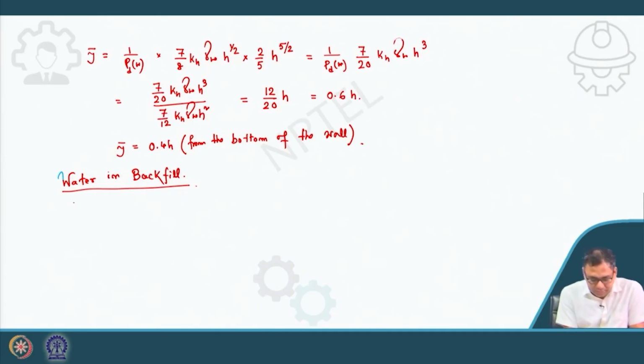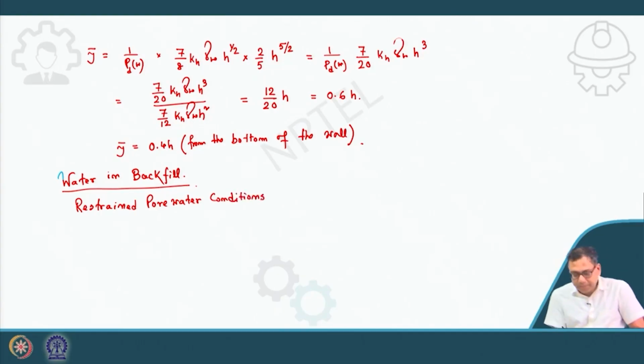So, there are two conditions: the restrained pore water condition. Okay. Now, what is the restrained pore water condition? In the restrained pore water condition, it is mentioned that if the permeability of the soil is small enough, typically less than or equal to 10 to the power minus 3 centimeter per second.